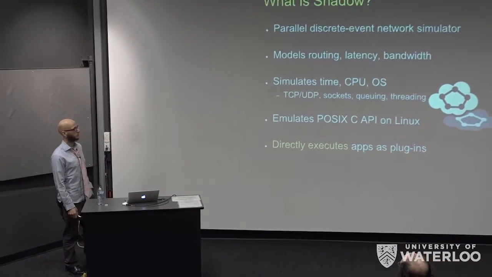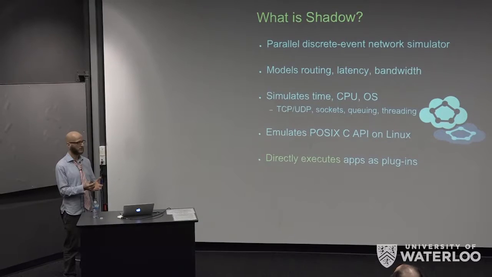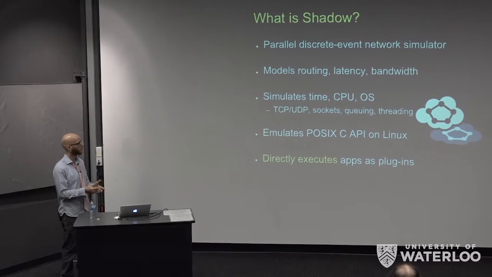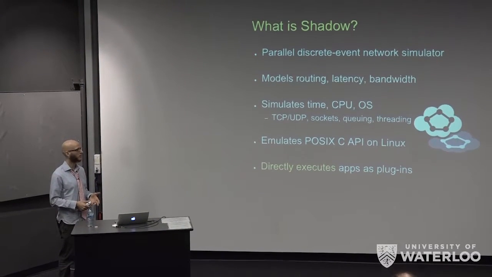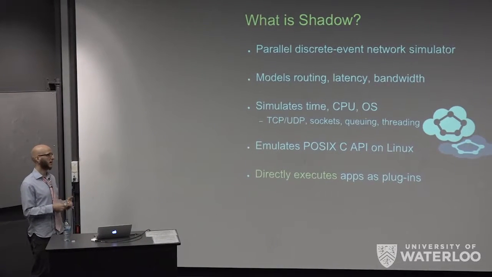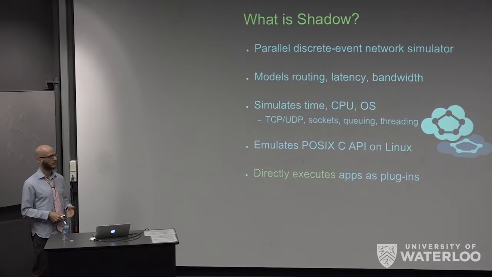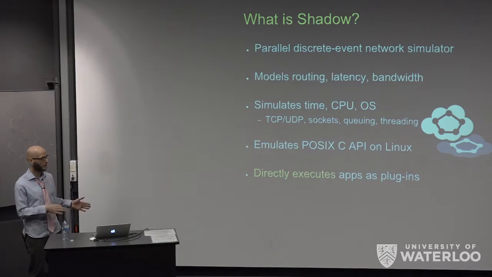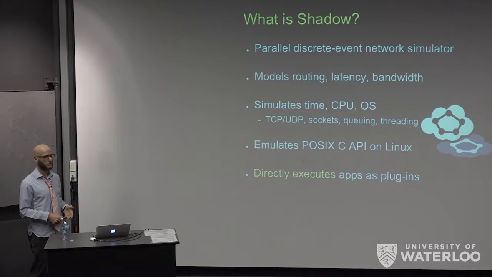Shadow models the internet networking part, so it models routing, latency, and bandwidth. It simulates time, CPU, and the OS. So for example, TCP is implemented inside of Shadow, its own variant. Sockets, queuing, threading, those types of constructs, which are normally found inside of the kernel, are implemented inside of Shadow.